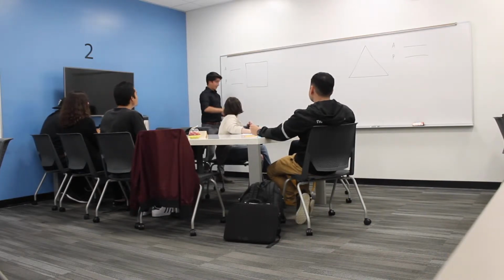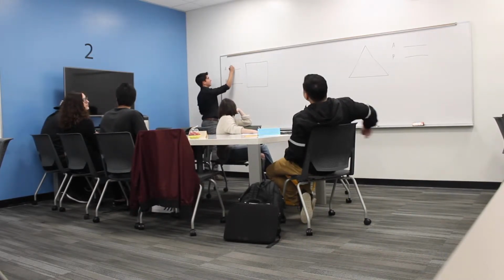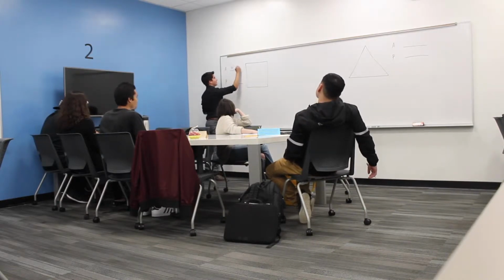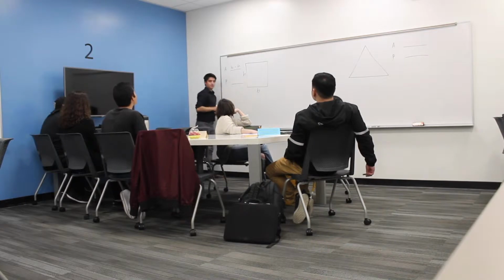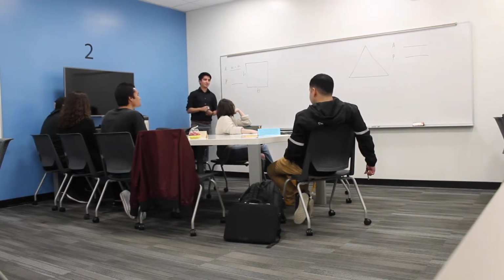Base times height. Okay, so you got base times height, where this is the base, and this is the height. Okay? What about the perimeter, you guys?